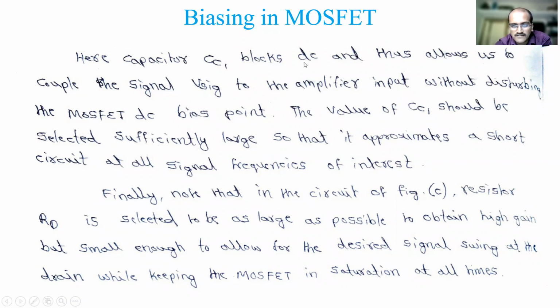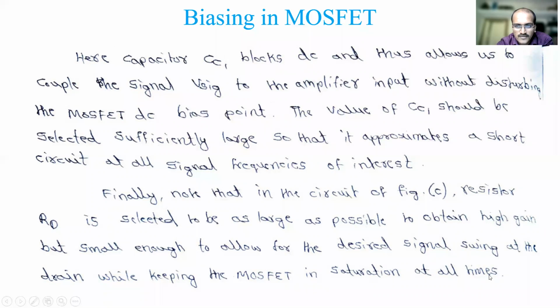In the AC analysis it will block this. In the DC analysis when we are doing, it is open circuit and it is not in the picture. Okay, that's what you have seen in the two circuits. Finally, note that in the circuit of figure C, resistor RD is selected to be as large as possible. That is the drain side connected resistance, to obtain high gain, but small enough to allow for the desired signal swing at the drain while keeping the MOSFET in saturation at all times.